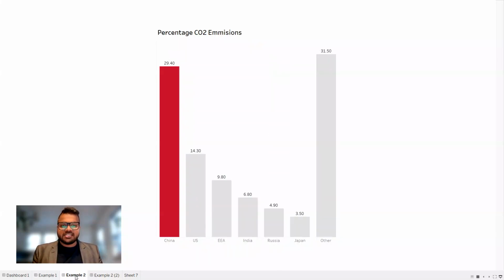So, if I go to the second example, here, instead of using five, six, or seven colors, they've only used two, right? That's the red and the gray. That means it's a comparison. We are trying to highlight that China has the highest percentage points of CO2 emissions. That's 29.40. And the rest are represented in gray, which is indicating that it's comparative to all of them.